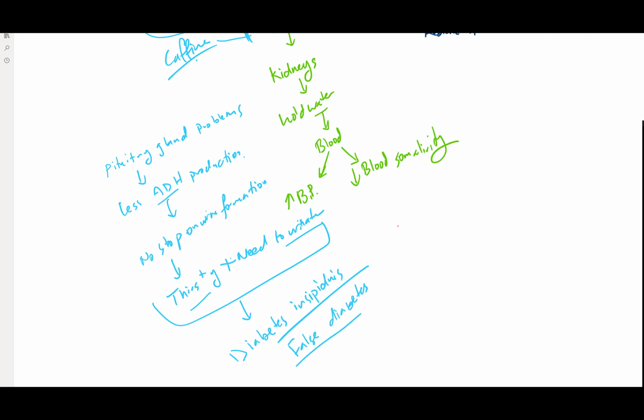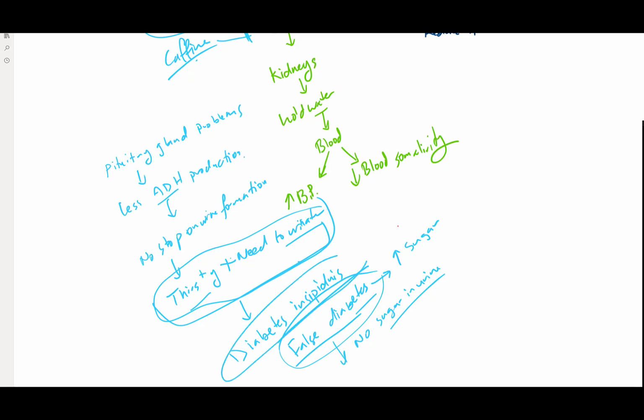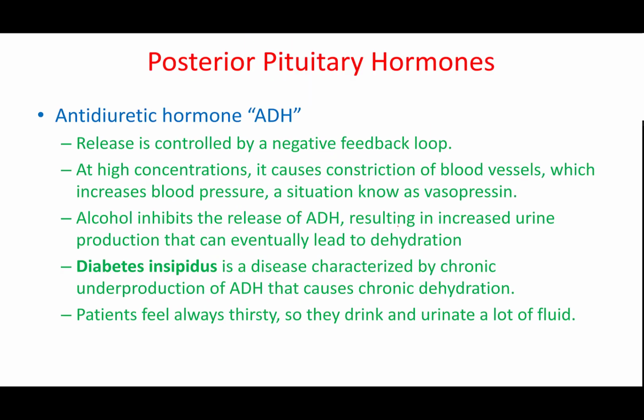Why is it false diabetes? Because it's not really diabetes. Diabetes is caused by high sugar levels in the blood, but here it has nothing to do with sugar. It's just about the ADH. But because it gives the same symptoms as diabetes, like thirst and the need to urinate, they call it false diabetes. Here there is no sugar in the urine, and this is how it is tested. If there is no sugar in the urine but the symptoms are there, then it is very likely diabetes insipidus. Okay, so I will stop here.